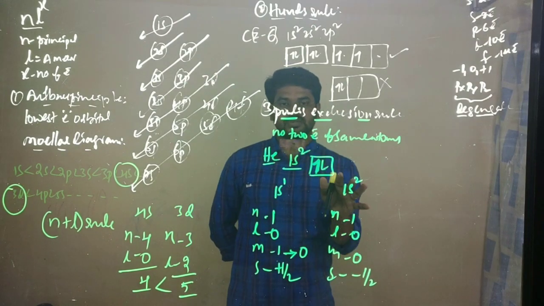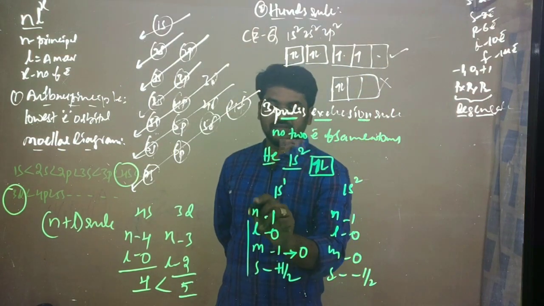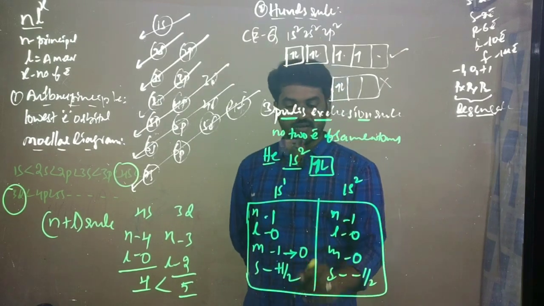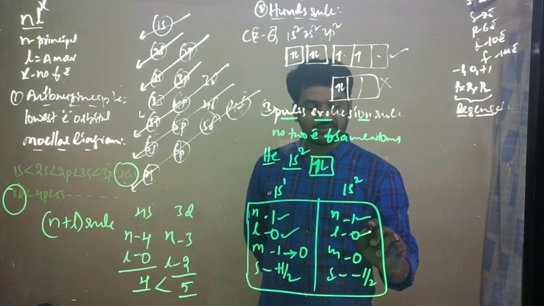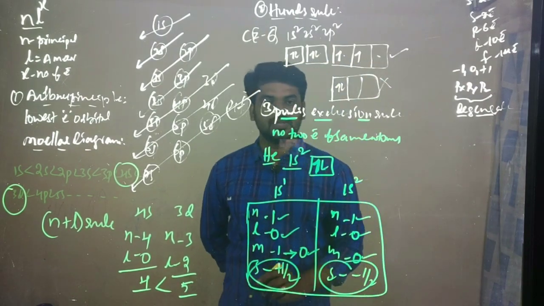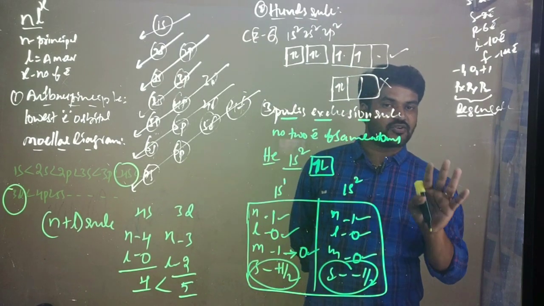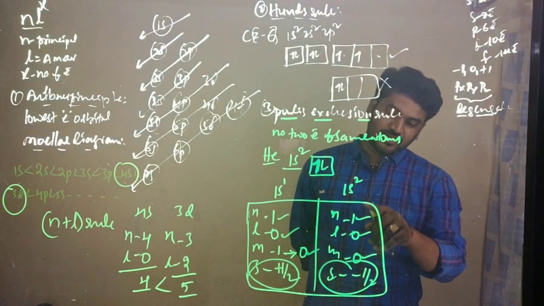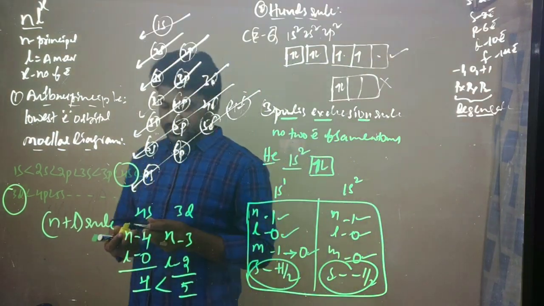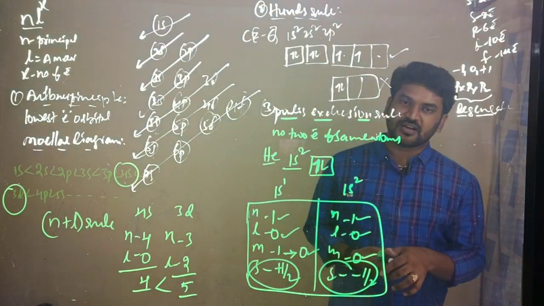So these are the rules we need to follow while writing electronic configurations. You see here, two electrons are there in helium. Three of the quantum numbers are similar, but the fourth quantum number is different. That is, no two electrons of the same atom have all four quantum numbers the same. Four cannot be the same, three can be the same, but one is different. So that is Pauli's exclusion principle, or Pauli's exclusion rule, right?